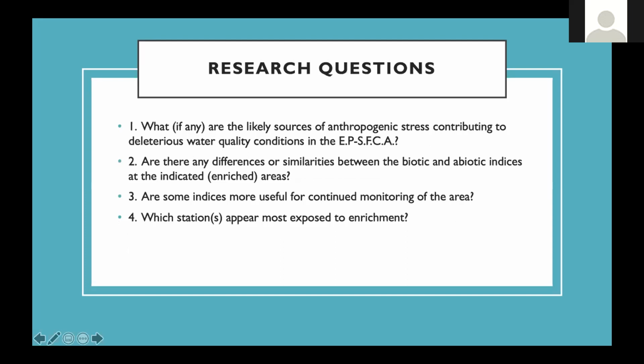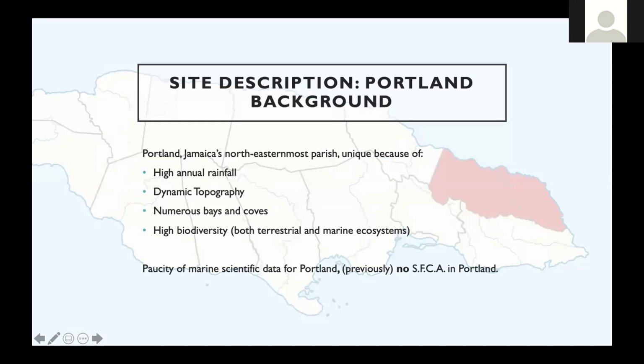So the specific research questions are: one, what, if any, are the likely sources of anthropogenic stress contributing to deleterious water quality conditions in the East Portland Special Fishery Conservation Area? Two, are there any differences or similarities between the biotic and abiotic indices at the indicated areas? The third question is, are some indices more useful for continued monitoring of the area? And the fourth question is, what station or stations appear most exposed to enrichment?